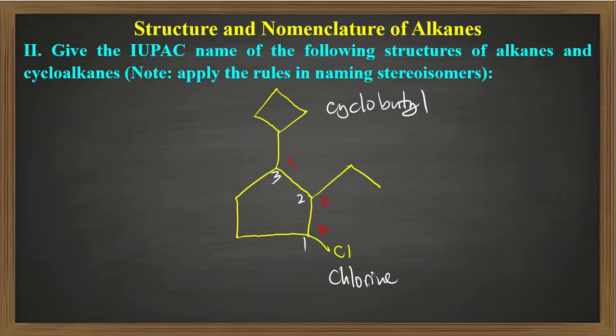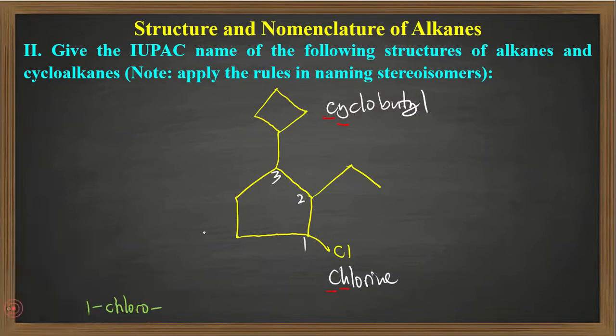However, our substituents should be arranged in alphabetical order, and as much as possible, in increasing order of numbering. So we have here C, chlorine starts with C, cyclobutyl starts with C, but the next letter of chlorine is H. However, the next letter of cyclobutyl is Y. So H comes before Y, so we will follow that numbering. Okay? So our carbon number 1 will be at chlorine.